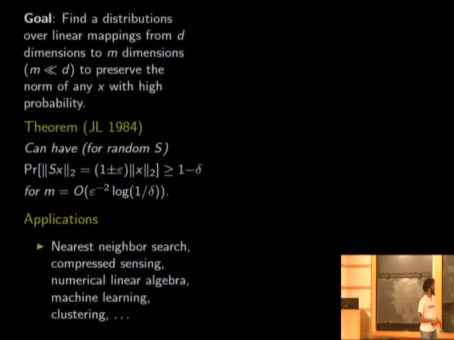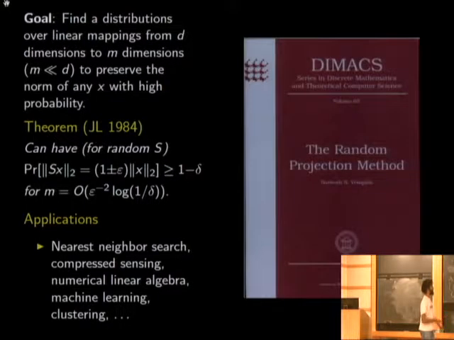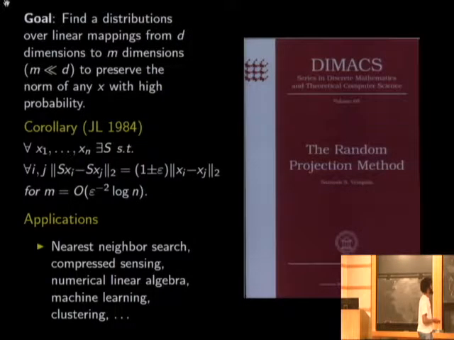For example, you could project to a random subspace or pick a random Gaussian matrix. There are many different constructions of this, and it has several applications. I'm not going to get into them, but there's even a whole book in computer science on applications of this lemma. And a corollary of this theorem is the following.